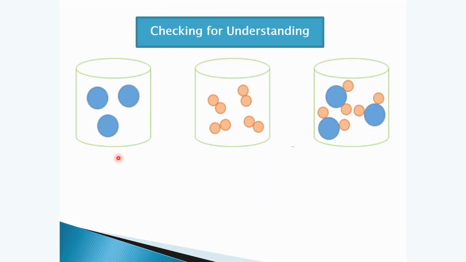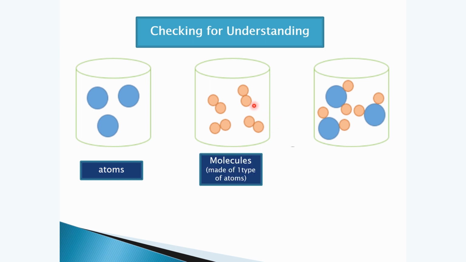Next, let's answer a few questions. Are these atoms or molecules? These are atoms. Are these atoms or molecules? These are molecules made up of two atoms of the same type. Are these atoms or molecules? These are molecules made up of two types of atoms in a molecule.